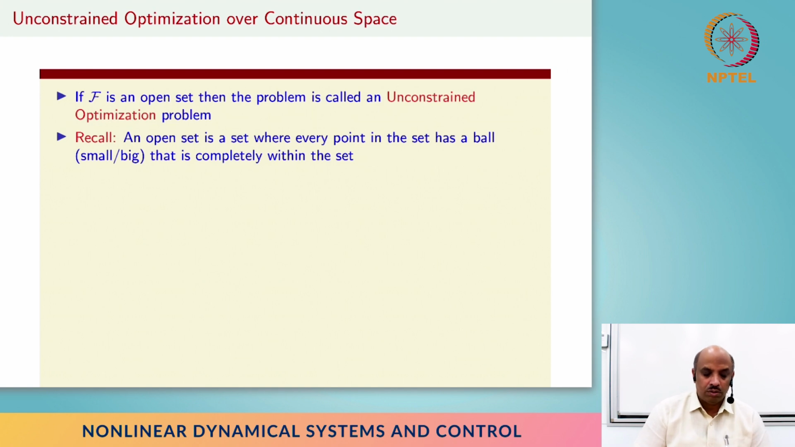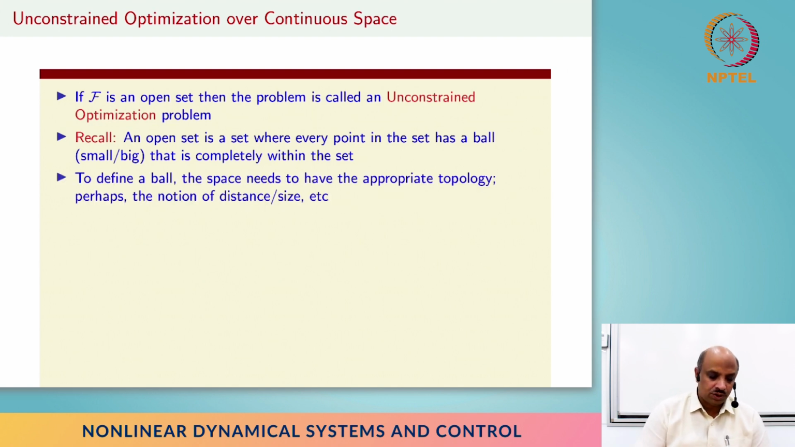And if you recall, an open set is nothing but where every point in that set has a ball around it, which is completely within that set, right? So to define a ball, the space needs to have certain topology, and if you haven't done an advanced course in topology, you may not appreciate that particular part. But the simplest thing is basically, the ball is at a particular center, some distance away and things like that. So the least we need is actually some distance or a norm or something like that defined at that particular space. And this space can be as complex as it can be, as long as this notion of distance or a norm or a topology in more generic terms is defined.